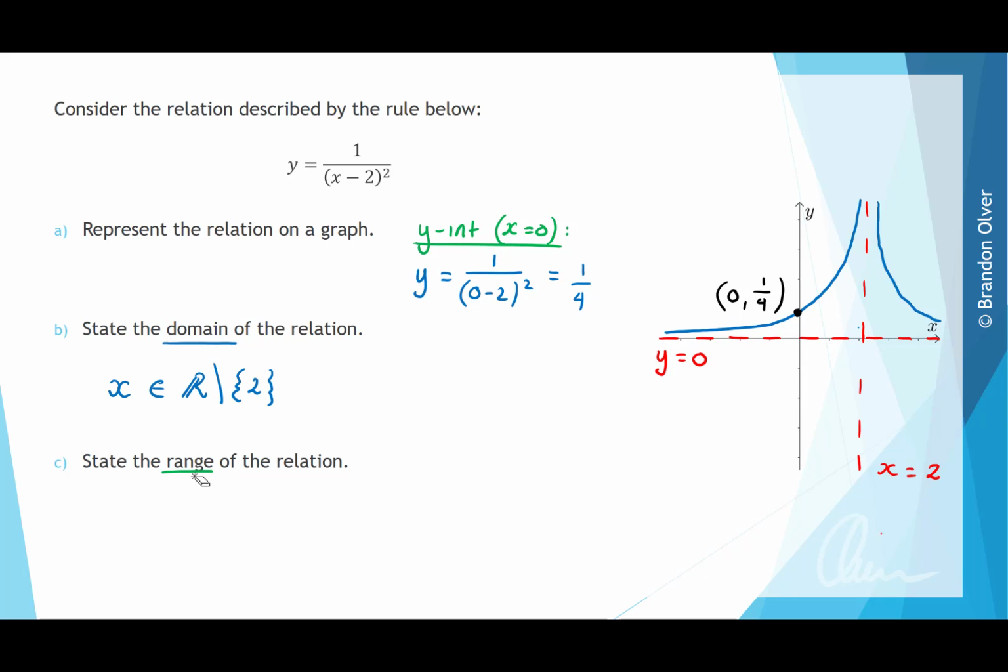For part C, we want to state the range of the relation, which is all of the y values that are generated by our rule. So our y values are y is an element of, and the smallest y value that is generated is very close to 0. To represent that, we put 0 with a round bracket, which says it gets very close to 0, but it is not included. And then we go up to our highest y value, which is infinity for this rule. And again, infinity has a rounded bracket on it.